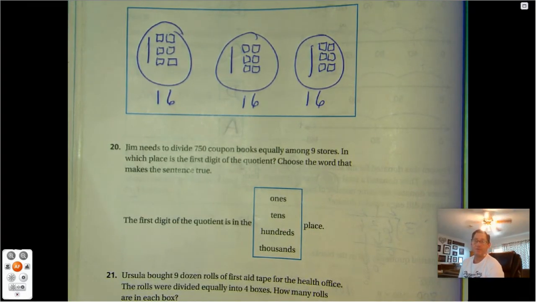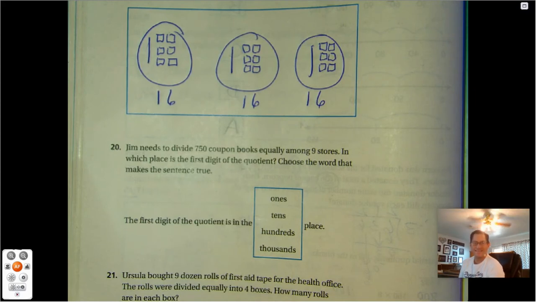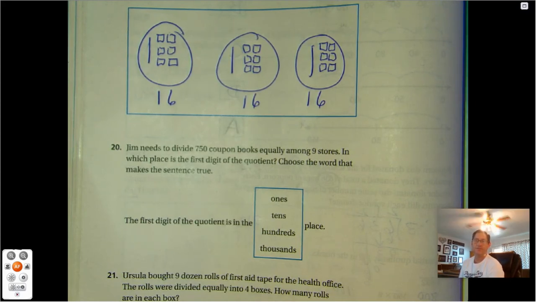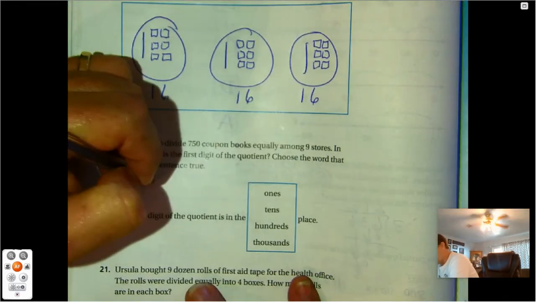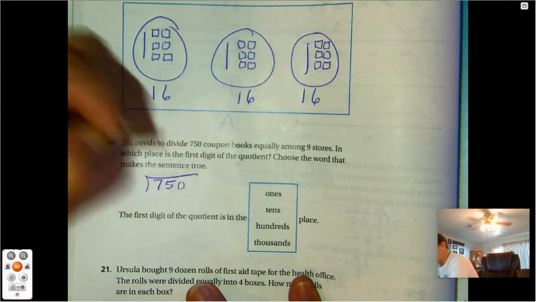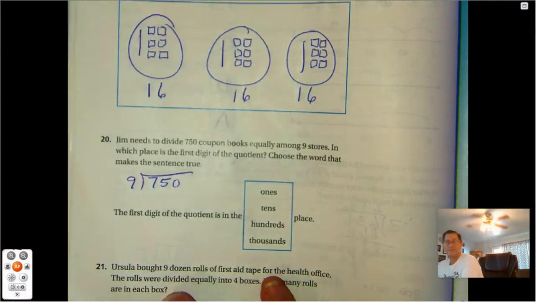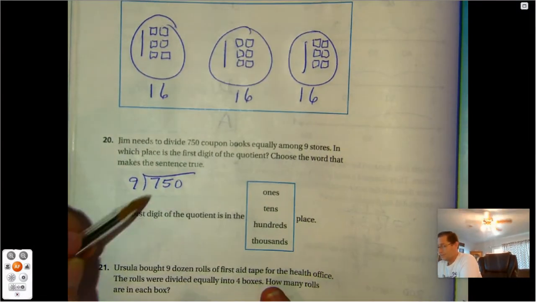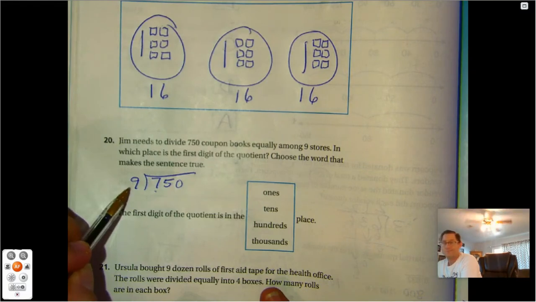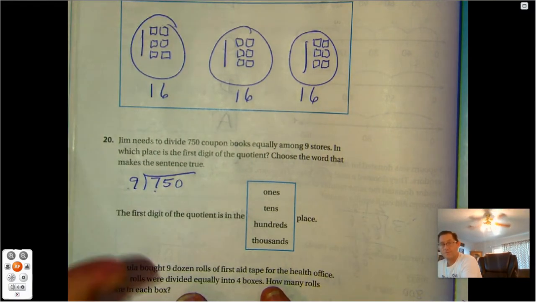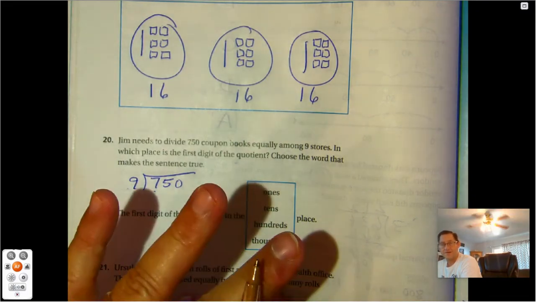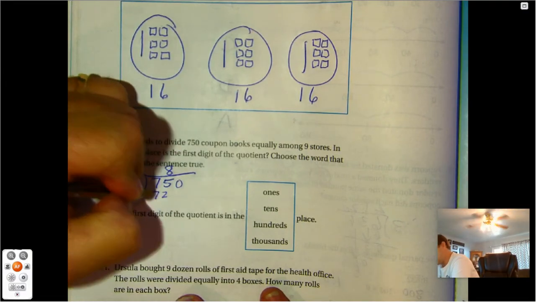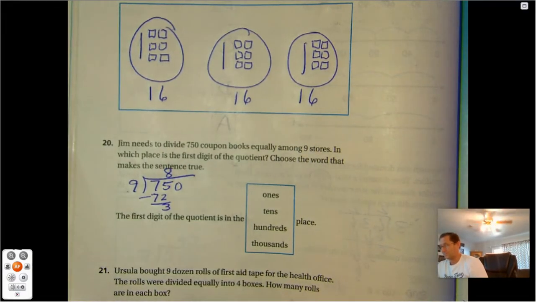Jim needs to divide 750 coupon books equally among 9 stores. In which place is the first digit of the quotient? Choose the word that makes the sentence true. Okay, again, we don't need to solve the whole problem. We just need to decide where the first digit goes. Can I share 7 with 9 groups? No. So I'm going to regroup the 700 as 70 tens plus 5 more 10s that are already there. So 9 times 8 is 72. So it's in the tens place.